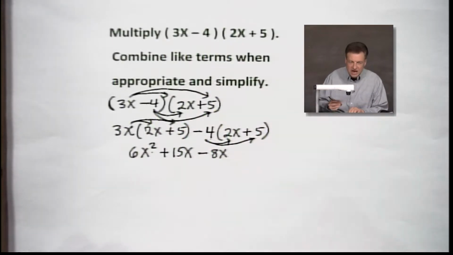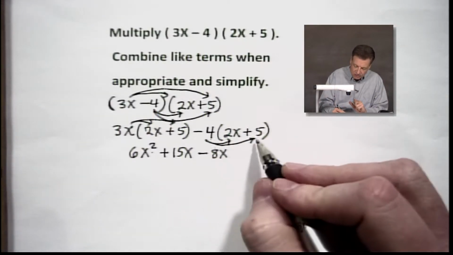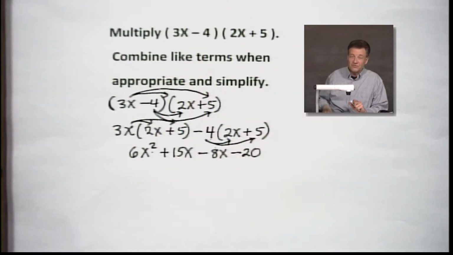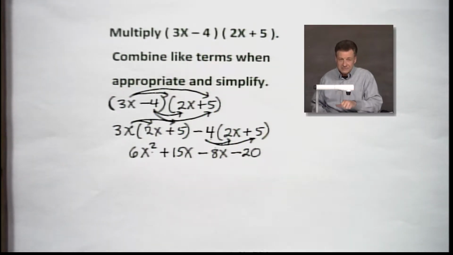Again, I said watch your signs. This is where you really definitely want to watch your signs. And distribute one more time. How about it? Minus 20, because that's what 4 times 5 gives us. It's a negative 4 times 5. And that's going to give us a minus 20 there.